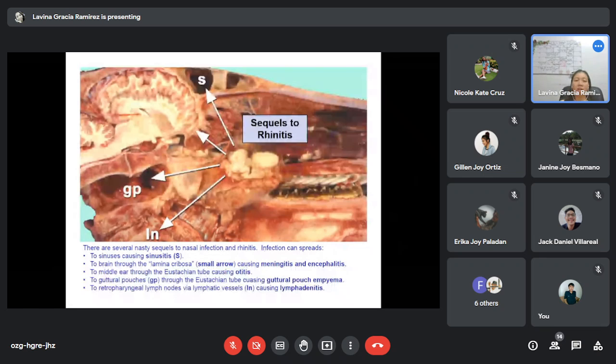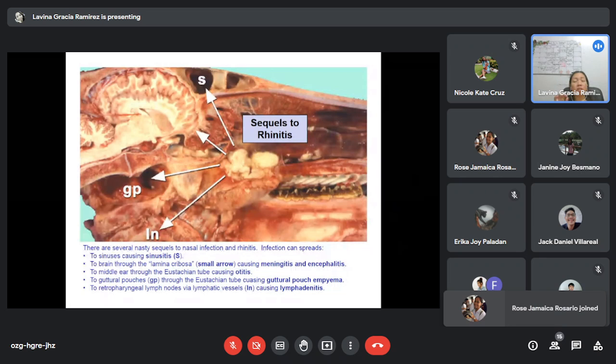is not controlled. Okay, so we have the sinusitis at the same time meningitis, wherein there are some connections that these possible microorganisms can go through these particular areas. So meningitis, encephalitis, you have also the guttural pouch mycosis. So these guttural pouch mycosis, empyema. So this guttural pouch empyema is very distinct in horses because they have this guttural pouch. Ayan, through the eustachian tube connections. And the last one is yung sasabi ko sa inyo, retropharyngeal lymph nodes to cause lymphadenitis.